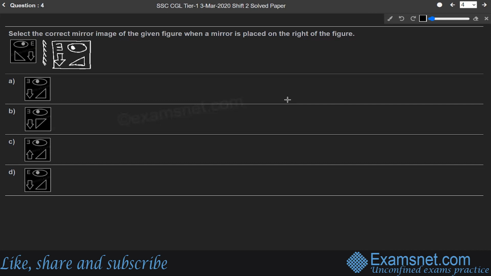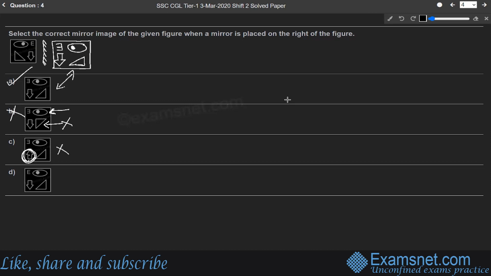So let us now check the options. First option looks very similar to this. So this is the correct option. Let us look at the other options too. Okay. In second option, the first two objects are correct, but the shape or the direction of the triangle is not correct here. So it is wrong. Then in next option, the arrow is changed here, means the direction of arrow is changed. So it is also not correct.